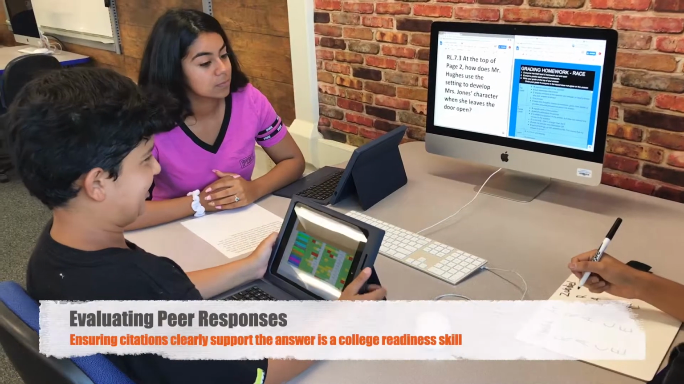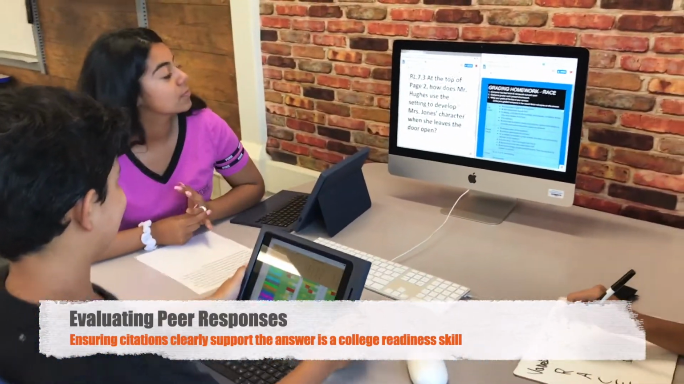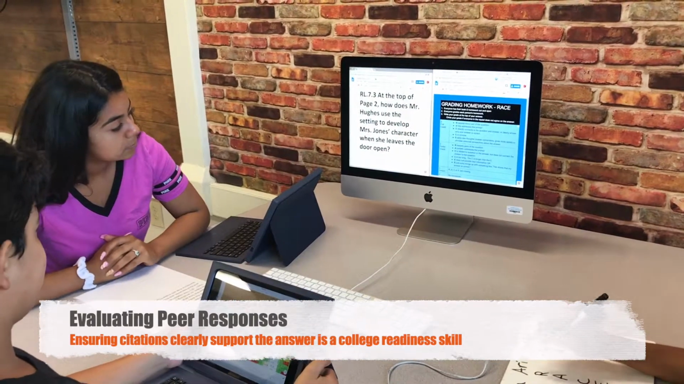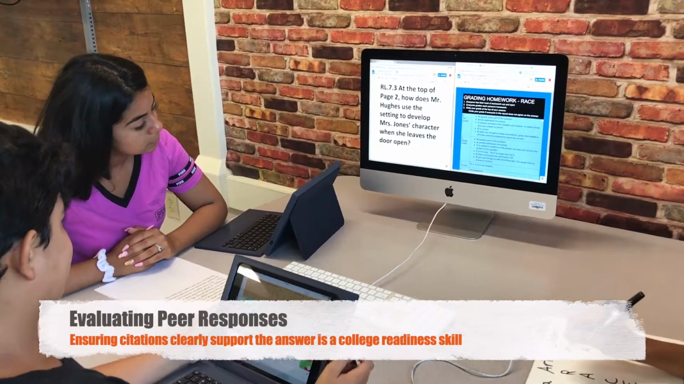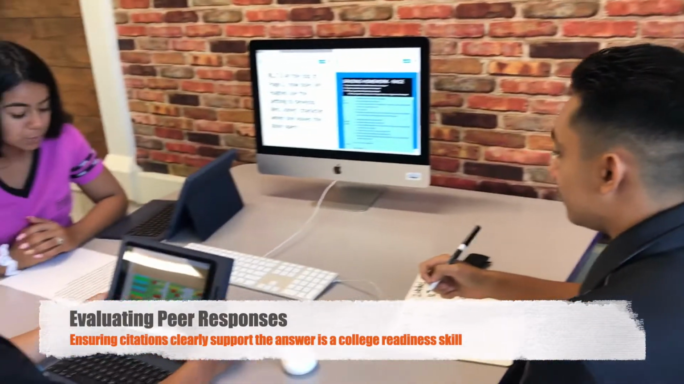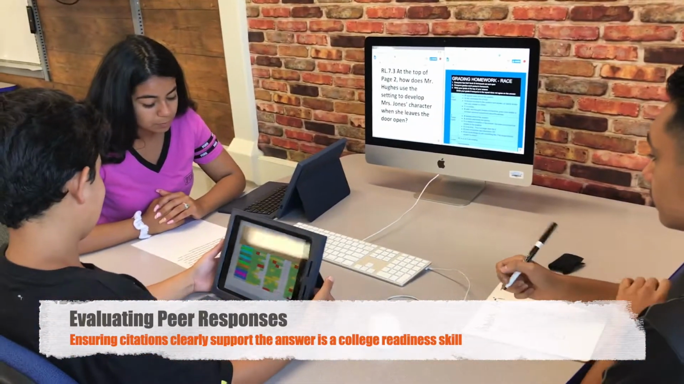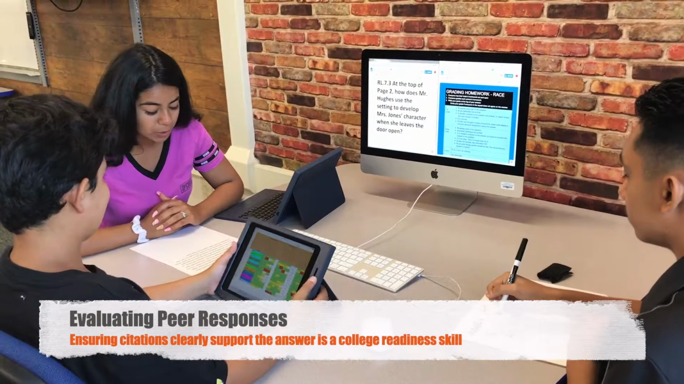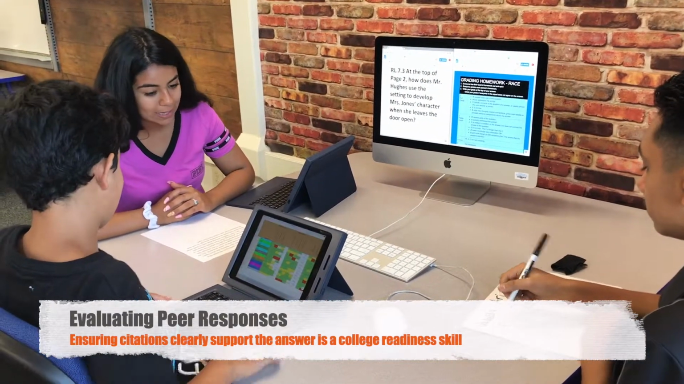Joe, can you please read the question? At the top of page 2, how does Mr. Hughes use the setting to develop Mrs. Jones' character when she leaves the door open? Vanessa, may you please read your RACE? Mr. Hughes uses the setting to develop Miss Jones' character when she leaves the door open because it shows that she is wise and kind.